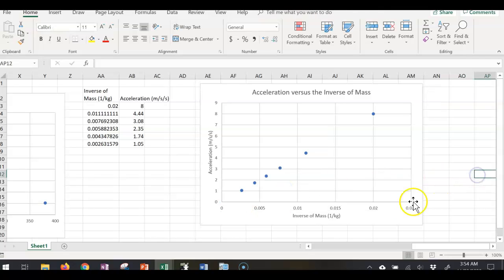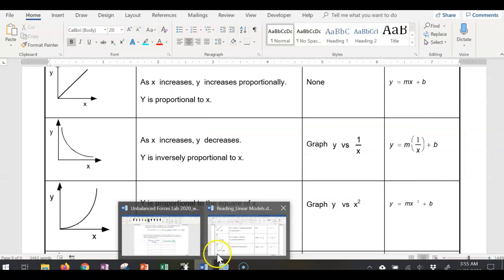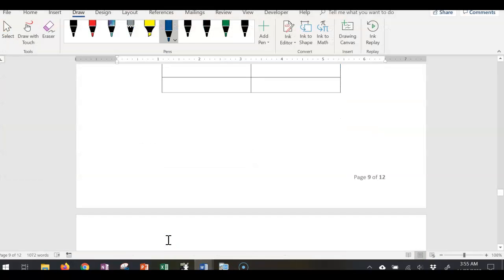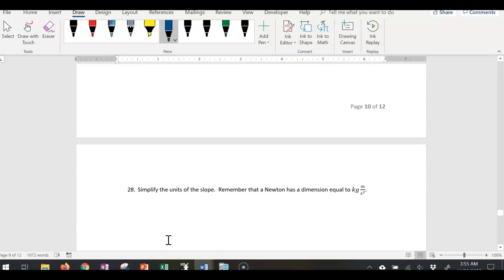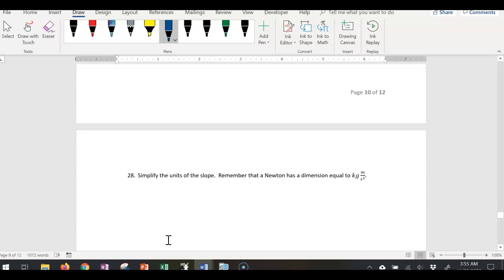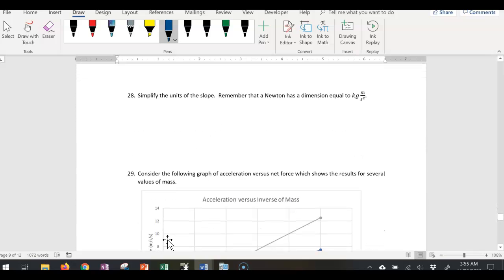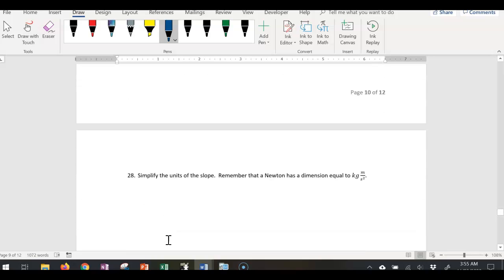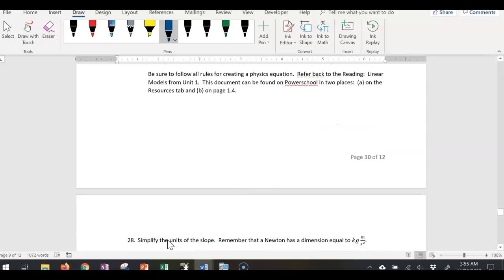I just think that makes the graph look a little bit better. Okay, so we've got our graph. You can find the slope. Let's see what the next step is in the lab. We're all the way down here to step 28. It says simplify. Well, you're going to write a physics equation.